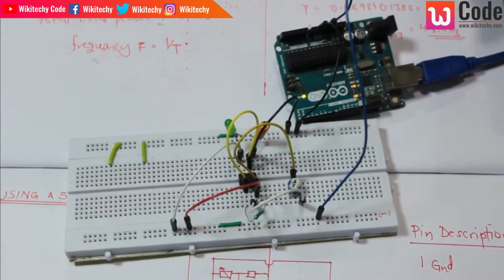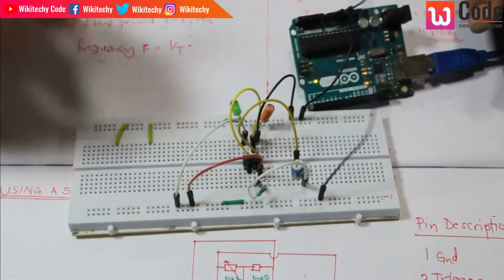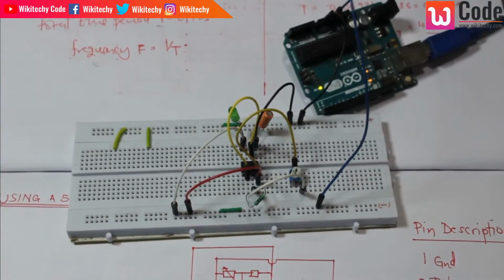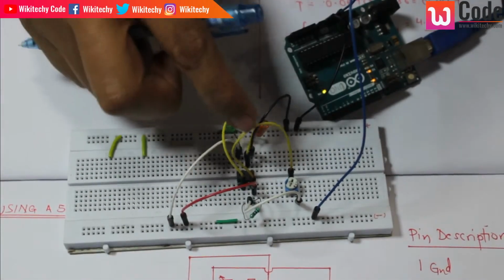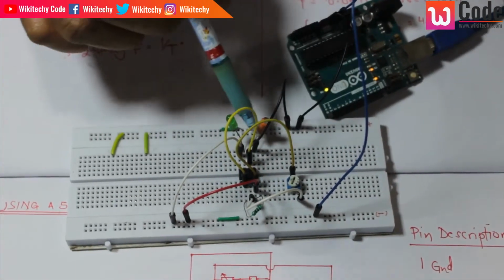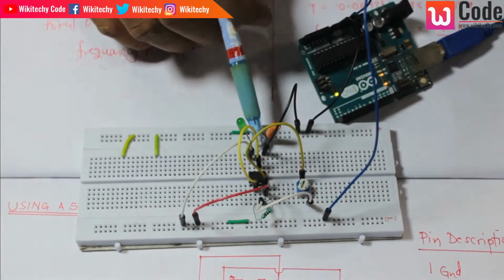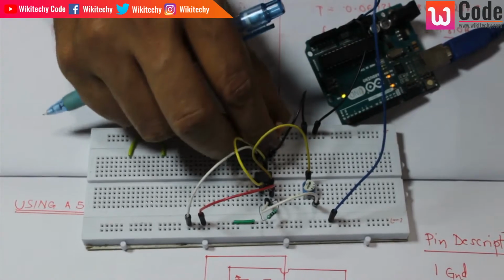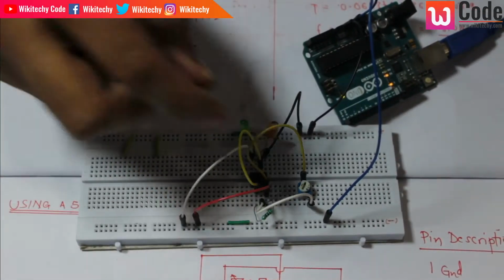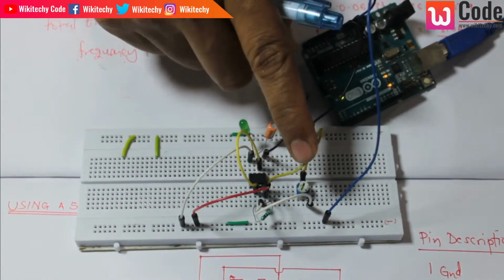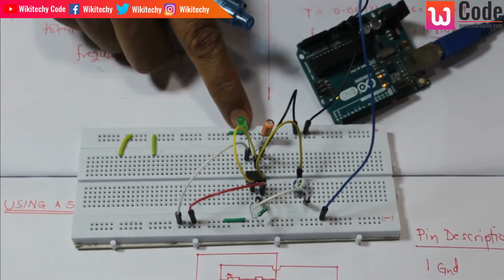Let me cross check it. So pin number one I've connected to the ground. And pin number two I've connected to the capacitor. And pin two is connected to pin six. And pin three is the output I connected to the LED.